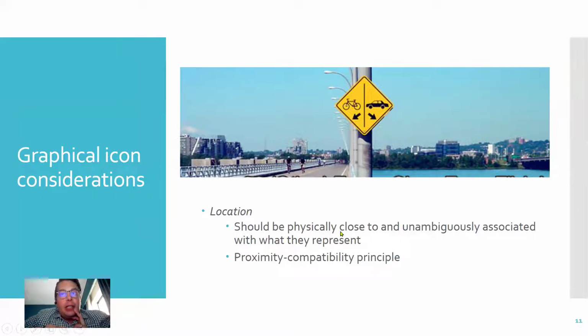So they need to be physically close and unambiguously associated with what they represent. I'd call this an ambiguous association with where you're supposed to be on the road. Again, the proximity compatibility principle is relevant here.